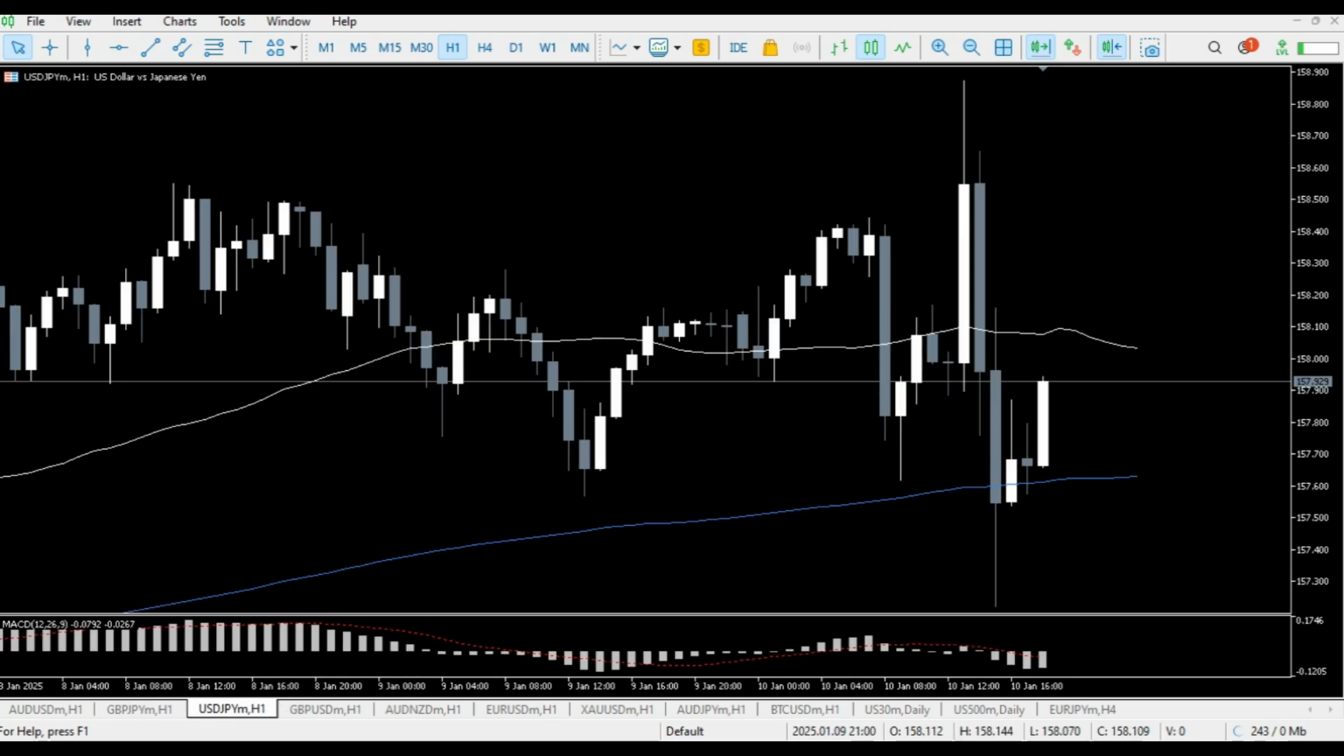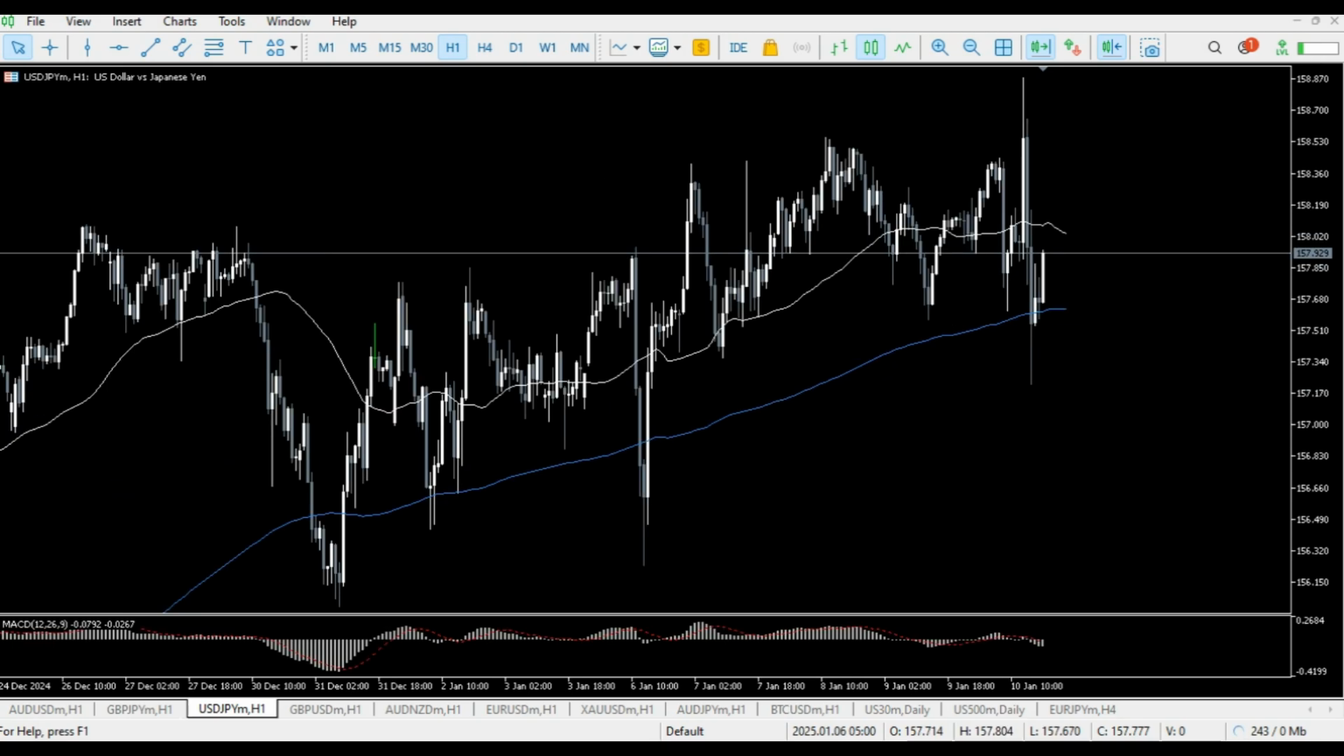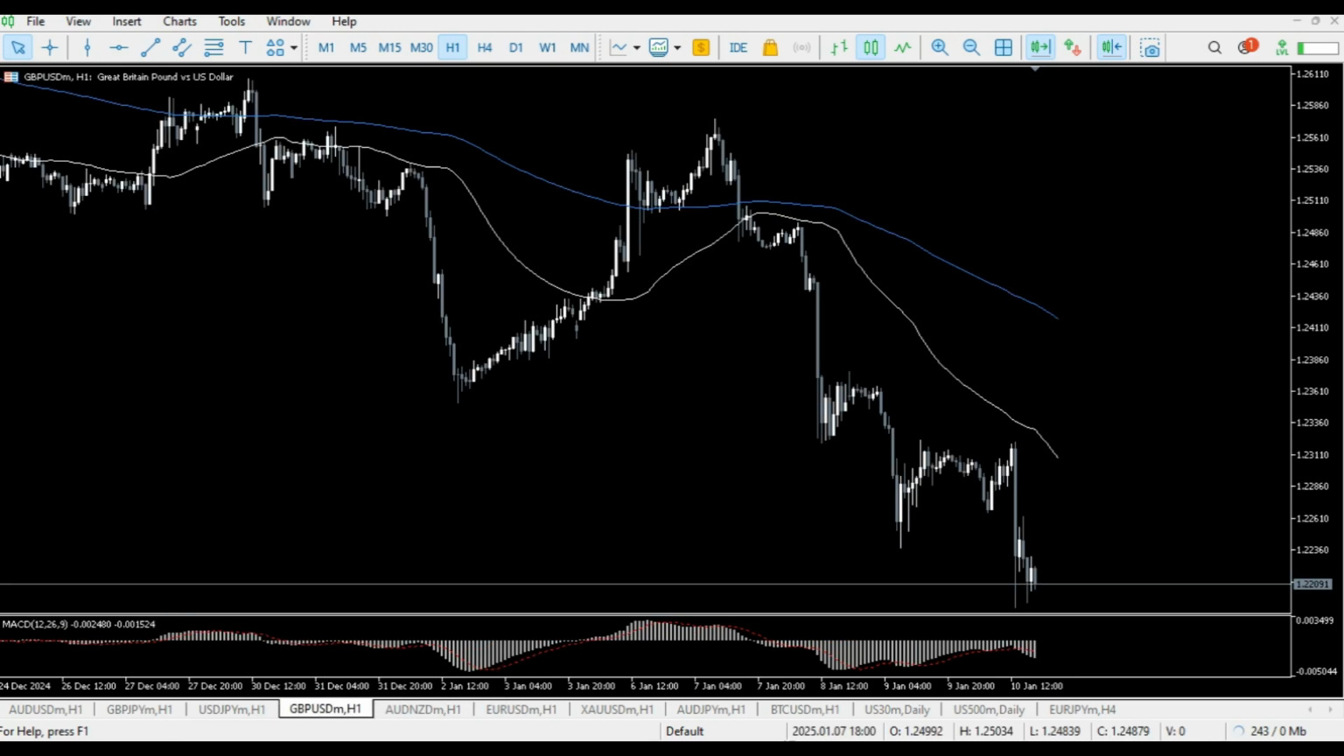And then USD JPY, price has started touching the 200 EMA. This indicates weakness in the trend, and also indicates consolidation. So we stay away from USD JPY until it gives confirmation.